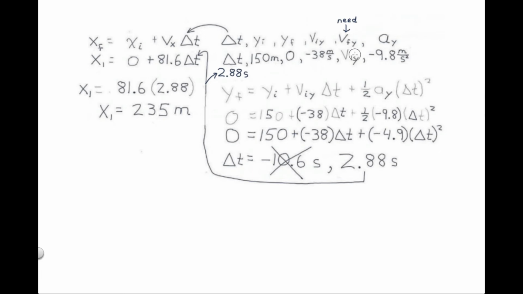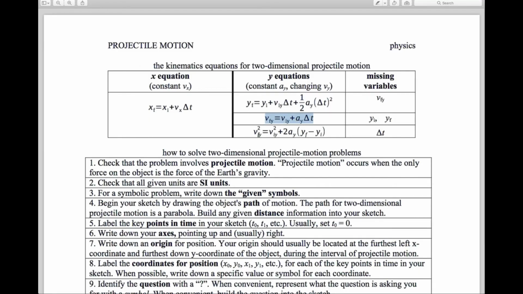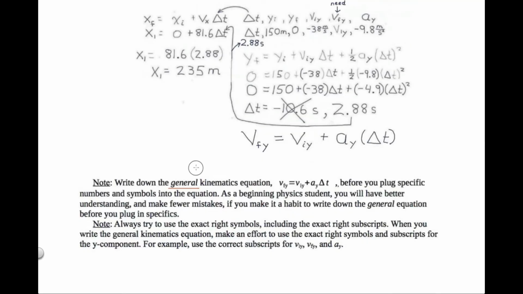So there are now two different kinematics equations that we could use to find v final y. We can use this equation, or we can use this equation. We can't use this equation because it's missing v final y. This equation is simpler, so let's use this equation. First, we write down the general equation. V final y equals v initial y plus a sub y delta t. Then we can plug specifics into the equation.